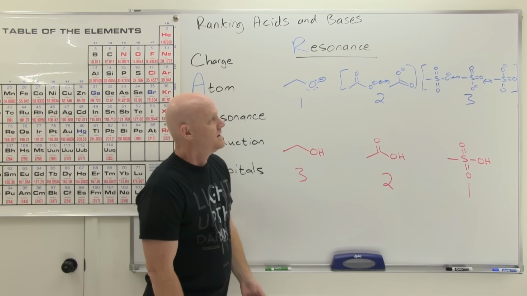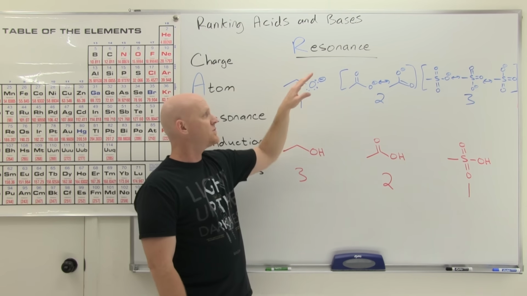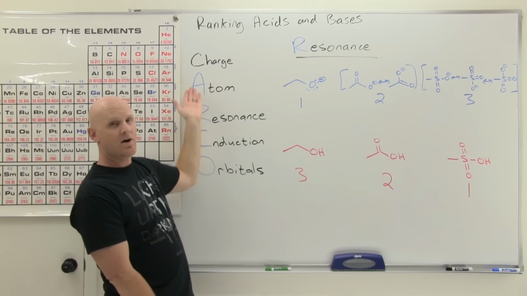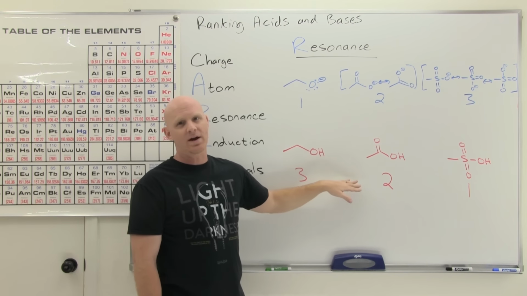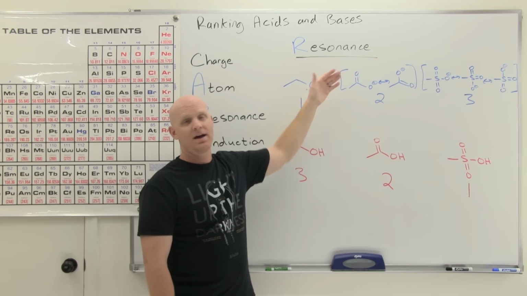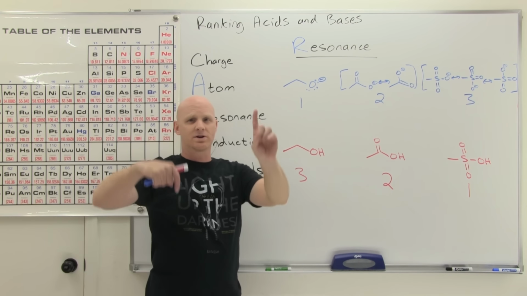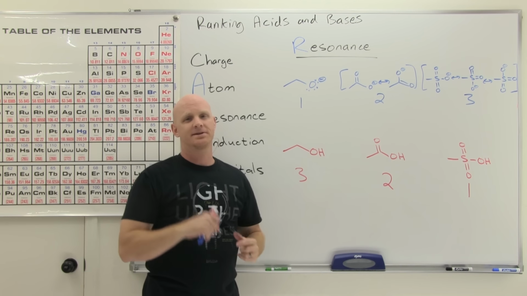Cool. So, once again, you can rank bases directly. That's what the ARIO mnemonic and the rules are for. But acids we rank indirectly by looking at the conjugate bases and just knowing, again, the stronger the acid, the weaker the conjugate base, and vice versa.